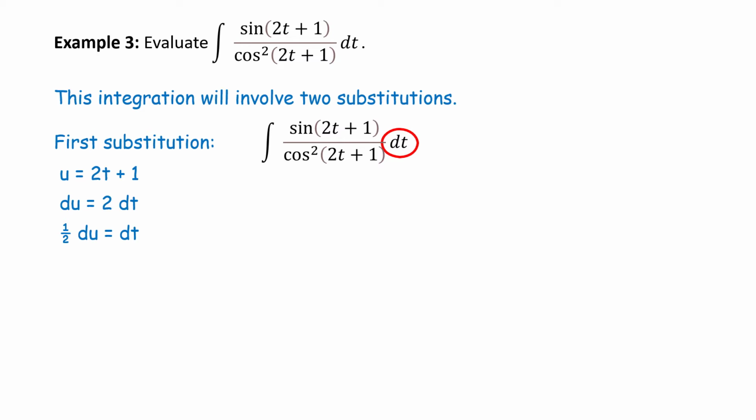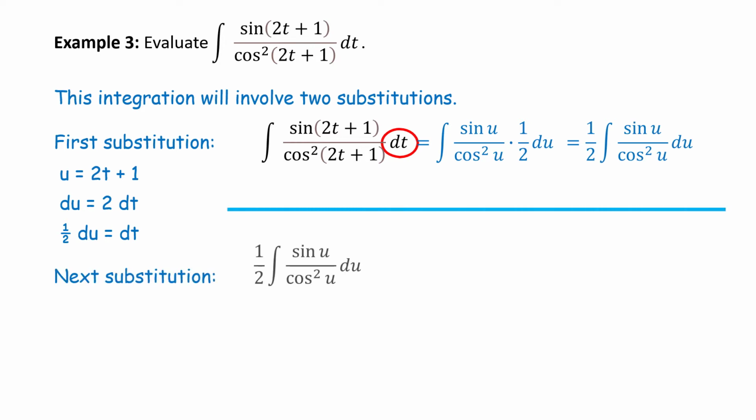Where 2t plus 1 was, we put in u. Where dt was, we put in 1/2 du. The substitution results in the sine of u divided by cosine squared u times 1/2 du. Using properties of integrals, we will move the 1/2 constant to the left of the integral. Thus, 1/2 the integral of sine u divided by cosine squared u du.